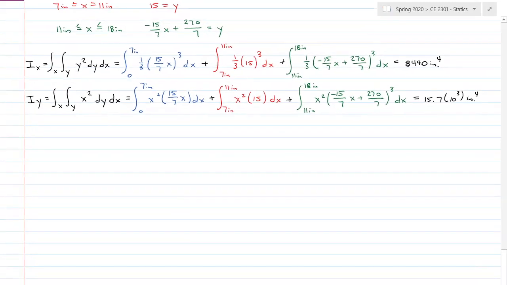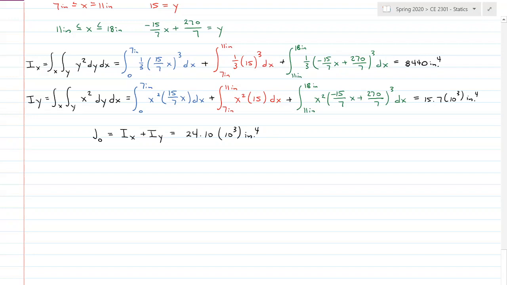All right, that means my polar moment of inertia, which is just Ix plus Iy, that's going to be 24,100 times 10 to the third inches to the fourth.